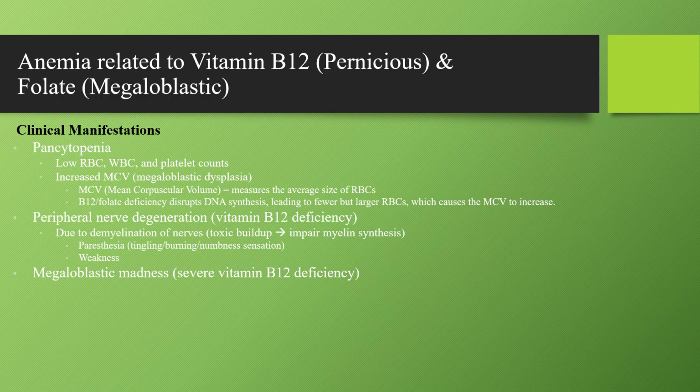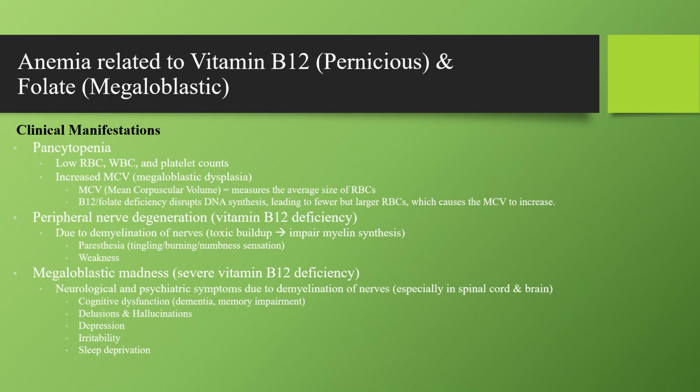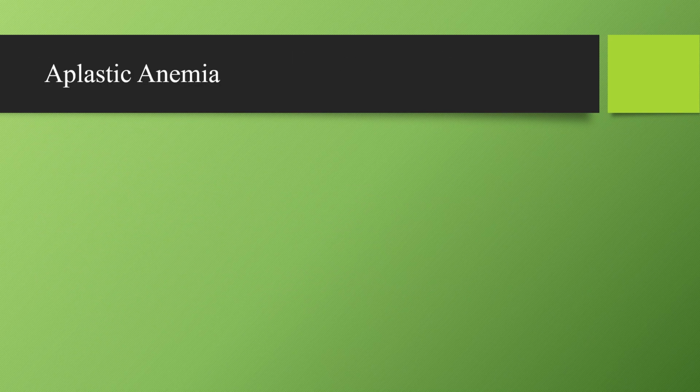In megaloblastic madness, this is going to be very severe vitamin B12 deficiency, and we see neurological and psychiatric symptoms due to that demyelination of nerves, especially in the spinal cord and the brain. So we'll see delusions, hallucinations, depression, irritability, sleep deprivation, as well as cognitive dysfunction like dementia and memory impairment.